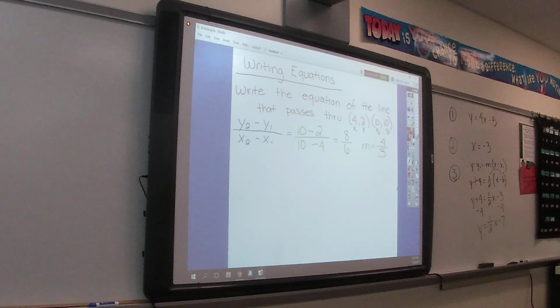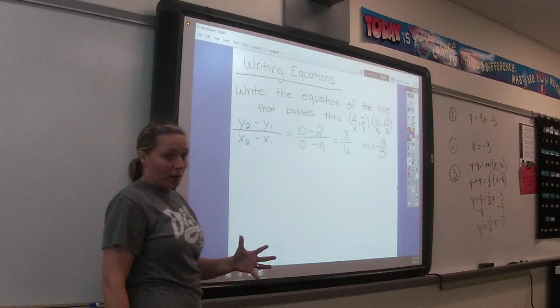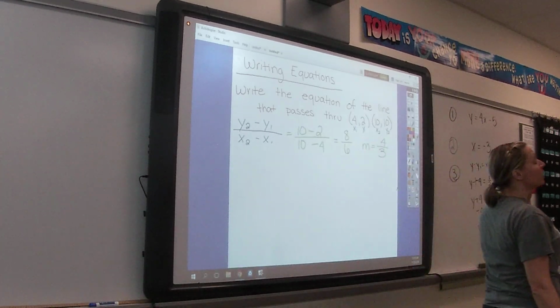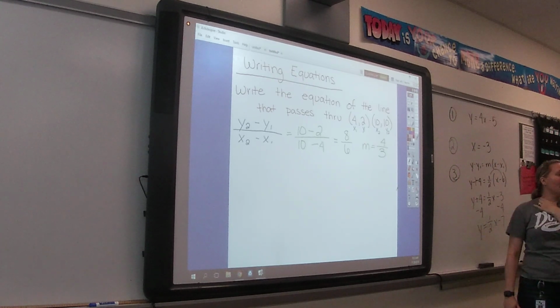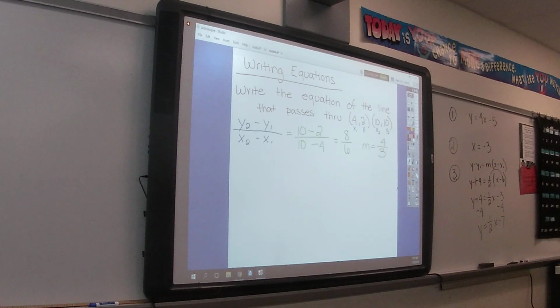Okay, so now let's go through our 3 categories. Do we know the slope and the y-intercept? No, because we don't know the y-intercept. Do we have undefined slope? Nope. Do we have the slope and a point? Yes. In fact, we have the slope and 2 points, so we get to pick our point. So we can do this point slope formula just like we were doing yesterday.